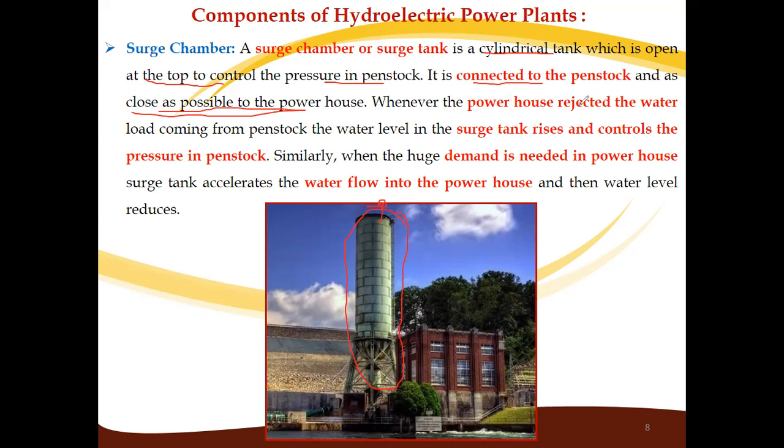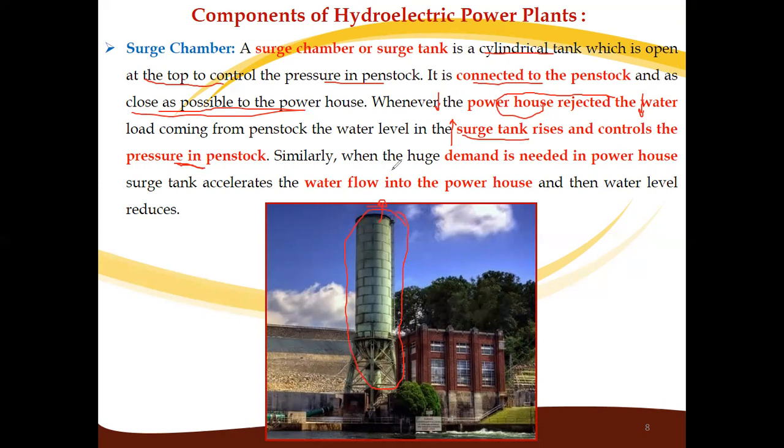Whenever the powerhouse rejects the water load coming from the penstock, the water level in the surge tank rises. If the load on the powerhouse is less, it rejects the water, that is, the water flowing through the turbine, and because of that the water level in the surge tank rises. This controls the pressure in the penstock, and if we control the pressure, the hammering effect goes on reducing.